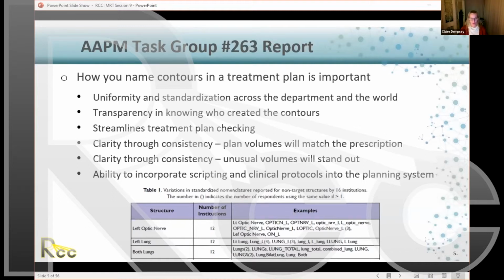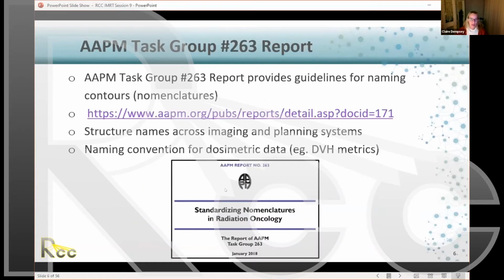And if you were trying to share a plan with another department, they might not understand what it is that you've written down in your naming structures. So through studies like this, the task group came up with this report and some guidelines as to how to name your structures. So there's a website here that tells you where you can find this particular document. I'm pretty sure it's free to download, or we might be able to provide that. So what this document does is it provides some structure naming conventions across different imaging and planning systems, and also naming conventions for different DVH metrics as well.